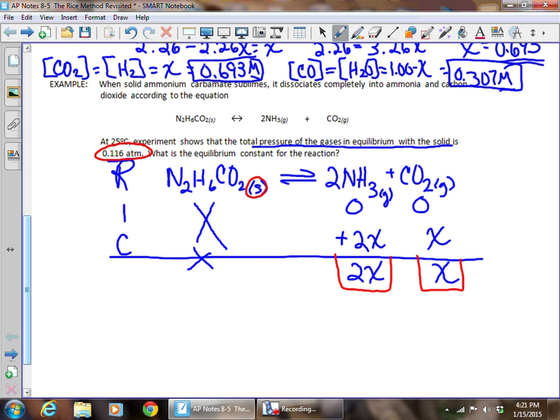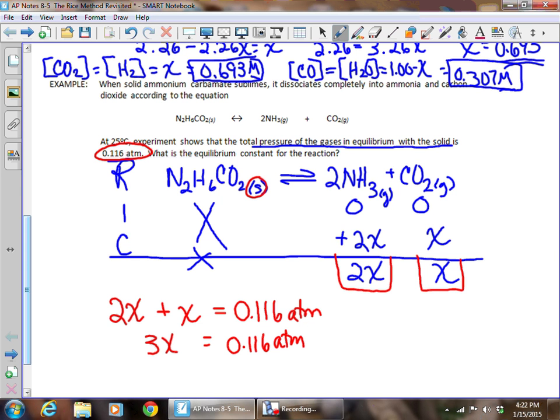Well, think about it. Remember, the total pressure of gases is equal to the pressure of each of the gases added up. So if we know that ammonia is 2x and we know that CO2 is x, then they are supposed to completely add up, according to Dalton's law of partial pressures, to 0.116 atmospheres. We only have one variable. We're going to be able to solve this. 3x is equal to 0.116 atmospheres.